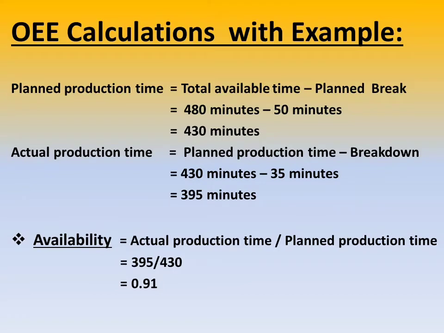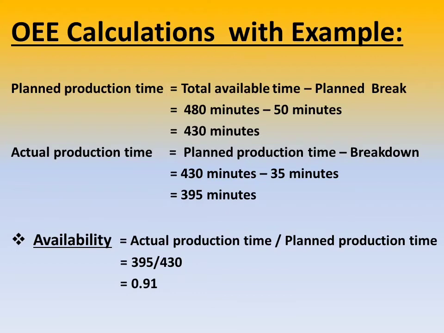Planned production time equals total available time minus planned break. That is 480 minutes minus 50 minutes. The planned production time is 430 minutes. The next one is actual production time. The actual production time equals planned production time minus breakdown. That is 430 minutes minus 35 minutes. The actual production time is 395 minutes.